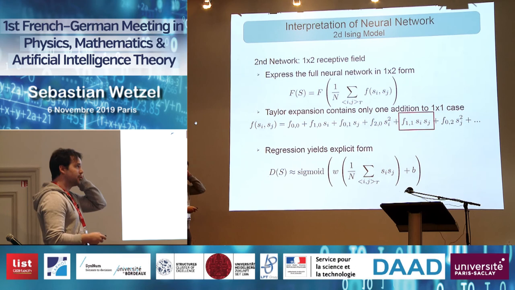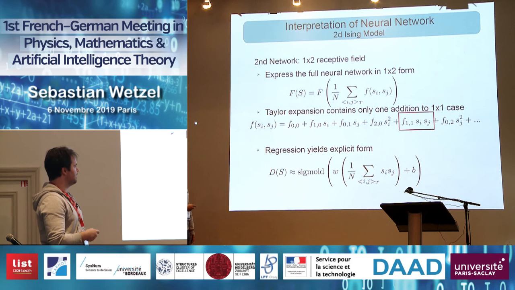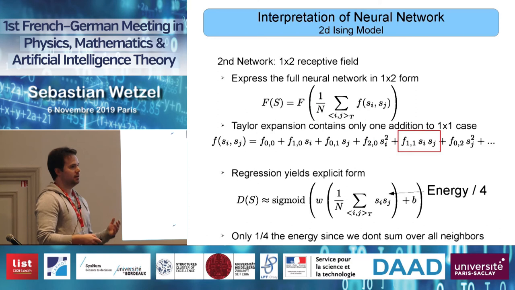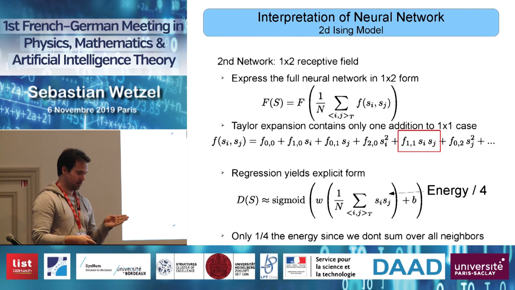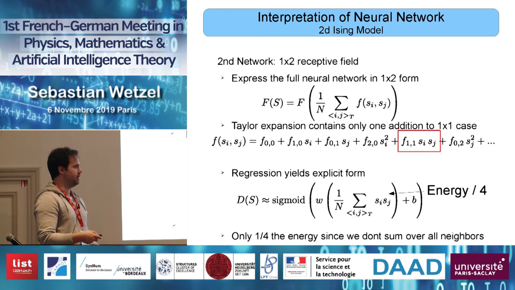If we perform an explicit regression, we find that the neural network, in this case, is again a sigmoid activation function times the weight plus bias times 1/4 of the energy. And it's just 1/4 because in the minimal neural network, we assume each spin site occurs only once as an input of the neural network. In the energy we have a connection to all the neighboring spins, which are 4, but the minimally expressed neural network only assumes 1 connection to a neighboring spin. That is why we find 1/4 of the energy, but it is still the energy.